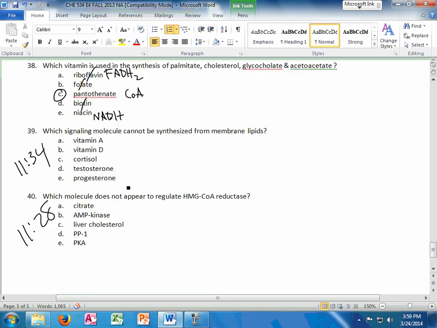Which signaling molecule cannot be synthesized from membrane lipids? Remember, membrane lipids is code word for cholesterol. It's on slide 34. The answer is vitamin A. Which molecule does not appear to regulate HMG-CoA reductase? That's citrate. Citrate's involved in the fatty acid regulation, all of this other stuff. You can see on the pathway on slide 28.